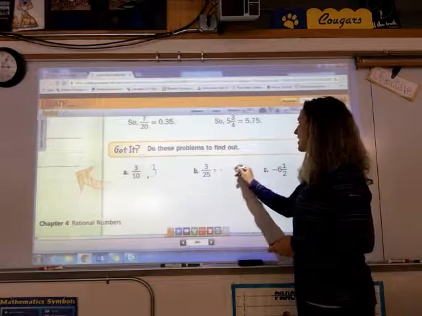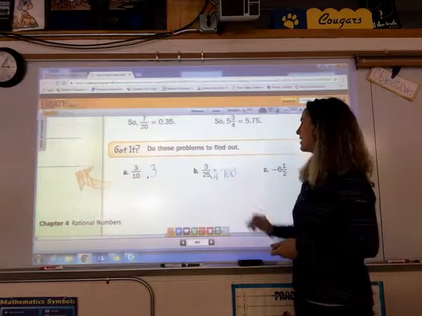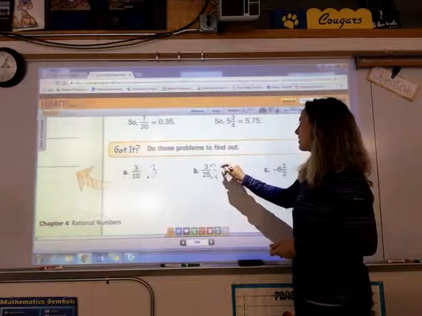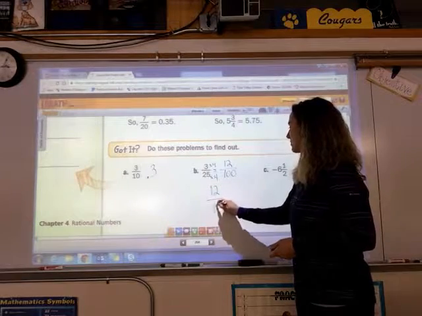3/25, here I'm thinking common denominator of 100. 25 times 4 is 100. 3 times 4 is 12. 12 hundredths.